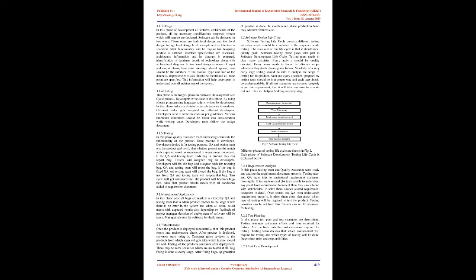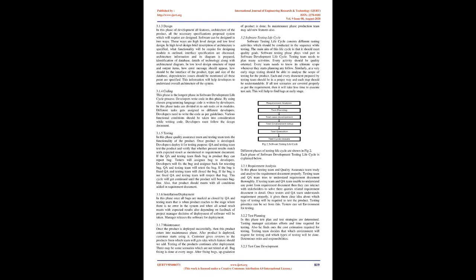3.1.5 Testing. In this phase, the quality assurance team and testing team test the functionality of the product. Once the product is developed, developers deploy it for testing purposes. The QA and testing team test the product and verify whether the present results match the expected results as mentioned in the requirement document. If the QA and testing team finds a bug in the product, they can report the bug. Testers will assign the bug to developers. Developers will fix the bug and assign it back for retesting.